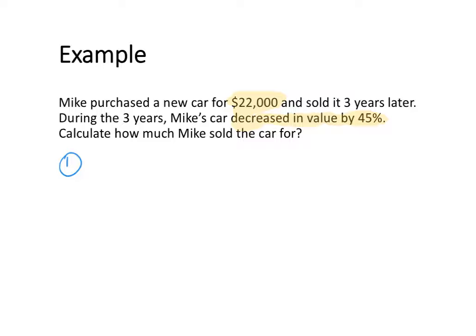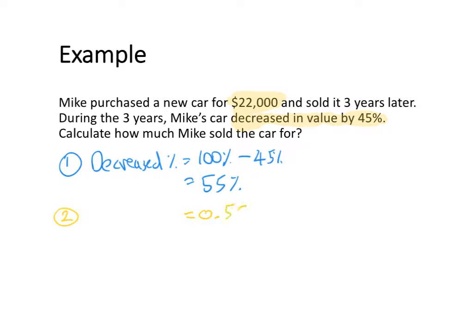The first step is to calculate the decreased percentage. So decreased percentage, and that is going to be 100% minus 45%, which equals 55%. The second step is to convert that into a decimal. So 55% divided by 100 is equal to 0.55.